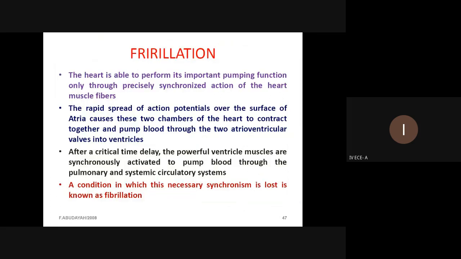Okay, so defibrillators. So what is defibrillation? Before that, we have to understand what fibrillation is. The heart is able to perform its important pumping function only through the precisely synchronized action of the heart muscle fibers. The rapid spread of action potentials over the surface of the atria causes these two chambers of the heart to contract together and pump blood through the two atrioventricular valves into the ventricles. After a critical time delay, the powerful ventricle muscles are synchronously activated to pump blood through the pulmonary and systemic circulatory systems. A condition in which this necessary synchronization is lost is known as fibrillation.